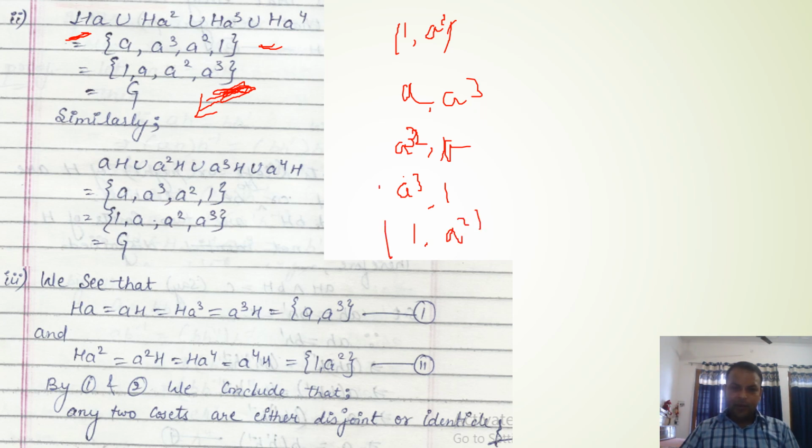If you take the union of all these sets, then you will get the elements a, a square, a cube, and a to the power 4, which is equal to 1. So the union of all these four sets will be equivalent to G, and G is a group. So we can say that the union of all possible right cosets will create a group. Similarly, if you take the union of all left cosets, then you will again find the group. As we discussed in the previous slide, we have shown that Ha will be equal to aH.